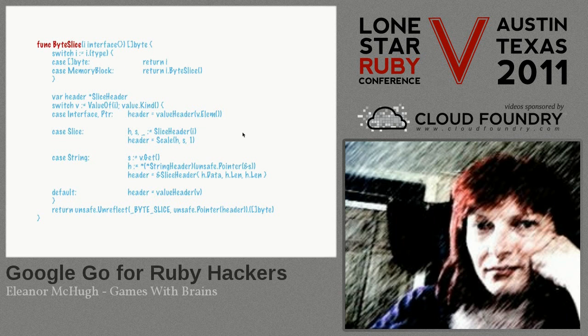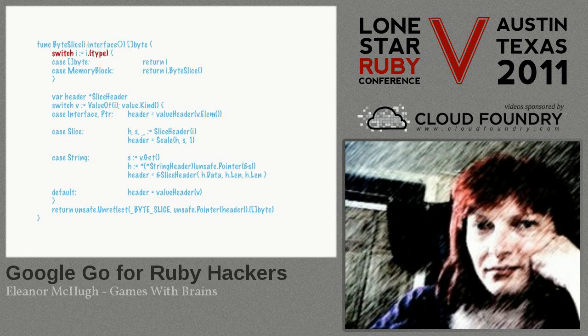Byte slices. Now this is what's actually going to do the body of the work. This is what's going to create us our byte slice. This is going to do the byte slice. It's going to take a random thing. We don't care what that is. And it's going to return a byte slice, we hope.